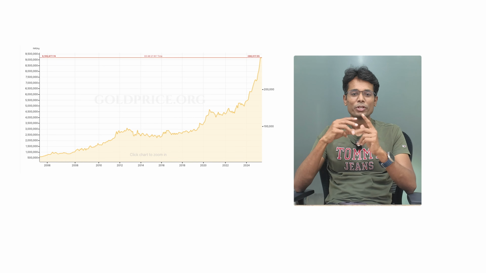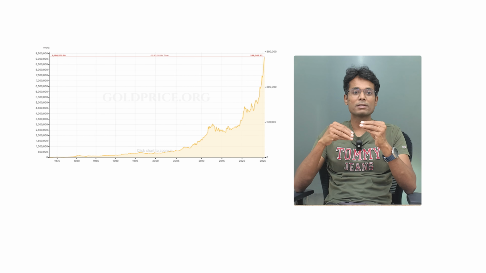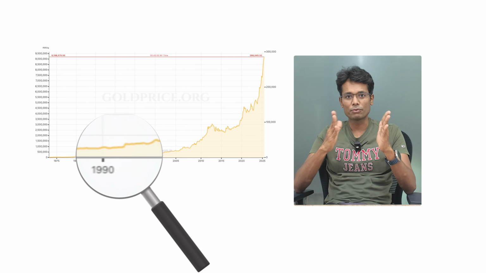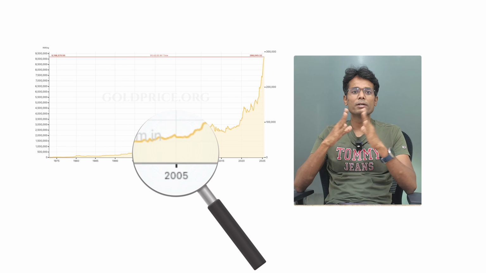So the question is, why not just put everything in gold or in real estate? Here is the catch. Gold performed well in the last 20 years, but not always. If you check gold prices at goldprice.org, you will see that between 1980 and 2005, gold was mostly flat. That's literally 25 years of barely beating inflation. So banking everything on gold is risky.